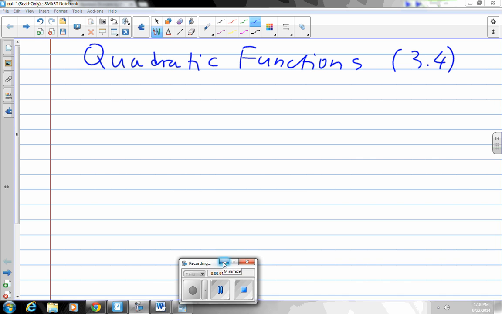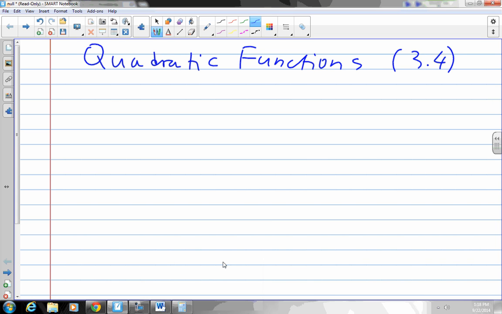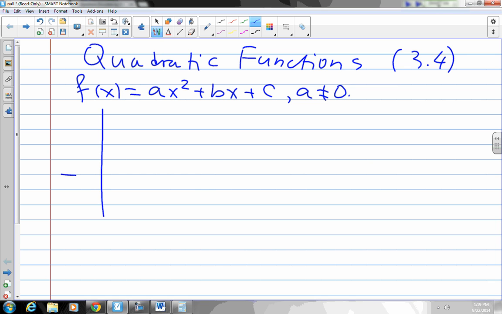Quadratic functions, section 3.4. So we need to realize that a quadratic function is a function of this form, just like your quadratic equation. The graph of any quadratic function, no matter what a, b, or c are, is always going to be a parabola, no matter what. A nice parabola. So this is the graph of a quadratic function, just a parabola somewhere.